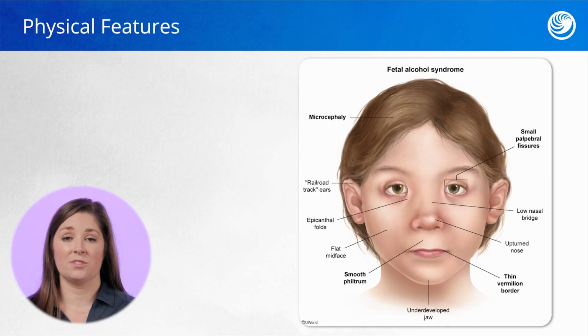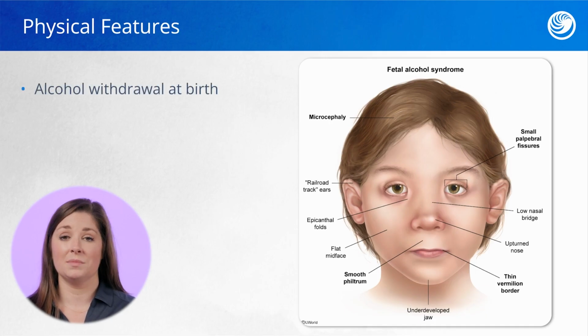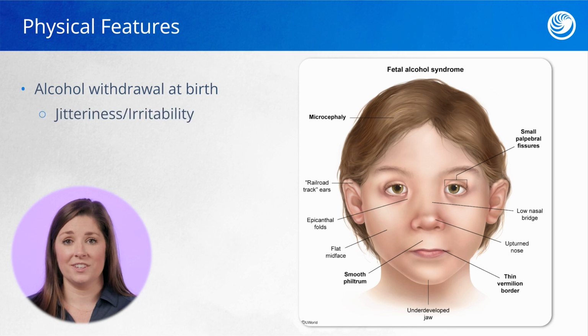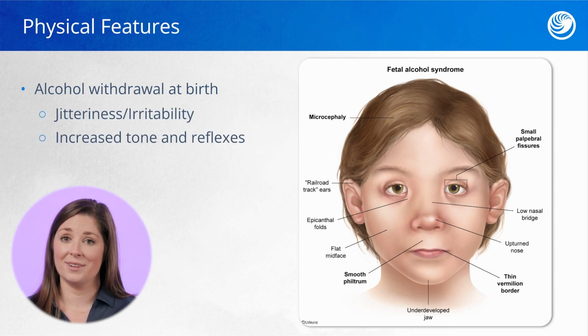Now, when the infant is first born, they will have some level of withdrawal since they've been exposed to alcohol. This level of withdrawal can be on a spectrum or fluctuate between mild to severe, and the severity depends on how often or how long the client was exposed to alcohol in utero. Signs and symptoms of alcohol withdrawal include those with any type of withdrawal: jitteriness or irritability. These clients will also have an increased tone and reflexes.